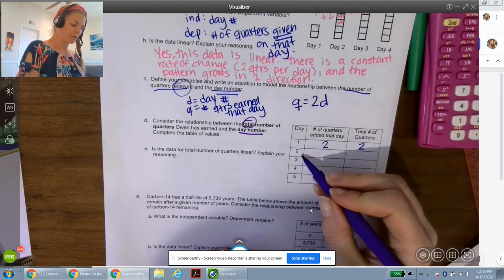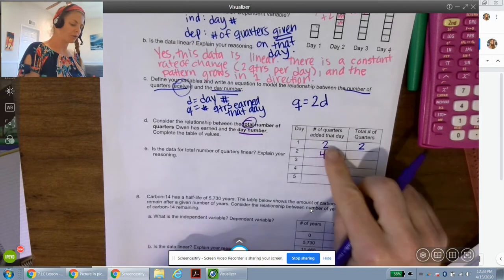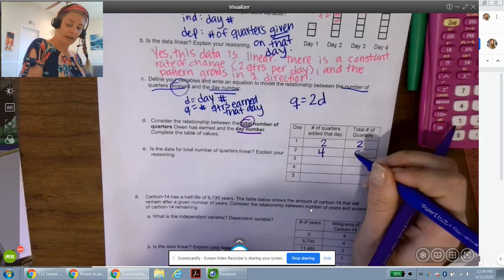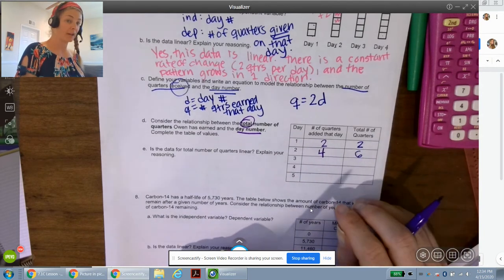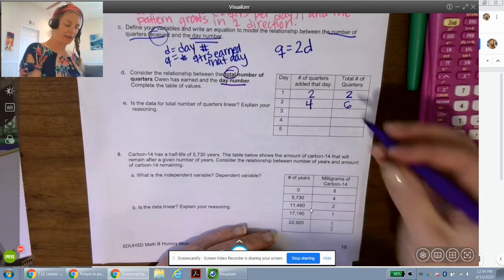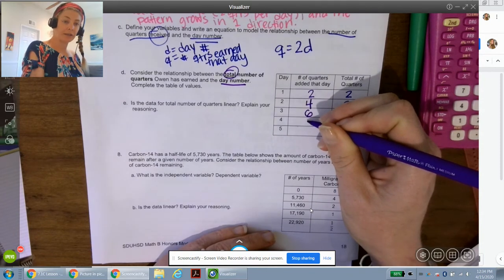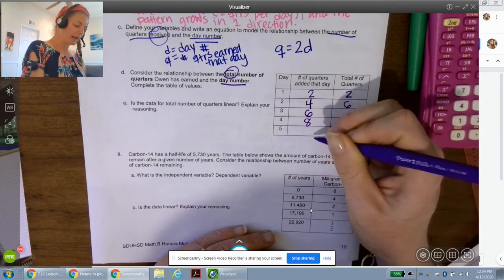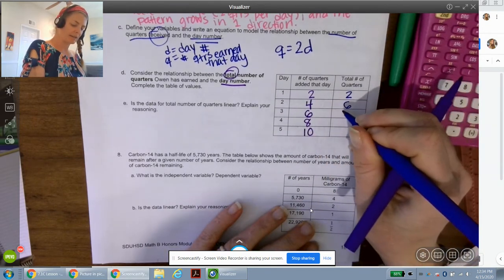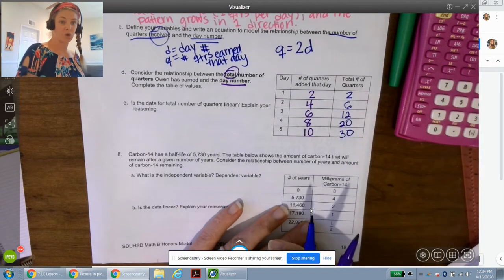So day number 2, he gets 4 quarters added to his stash. So what's the total number of quarters that Owen has right now? 6. Getting richer. Then on day 3, he gets 6 quarters added. Day 4, he's going to increase his value of quarters by 8. And day 5, he's going to increase his value of quarters by 10 more. So that means he's going to have 12, 20, and 30 quarters total.